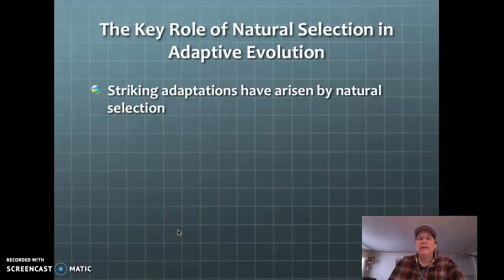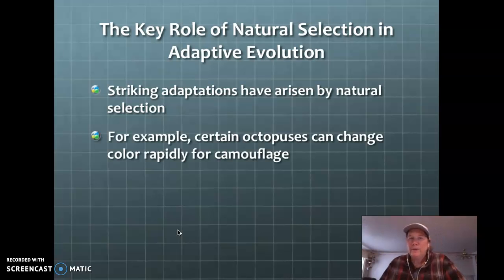There have been very striking adaptations because of natural selection. Wings. Animals lived in the water. All organisms lived in the water. How did they get out of the water? And once they got on land, how were they allowed to fly? Here they talk about octopuses, which can change their color rapidly for camouflage.